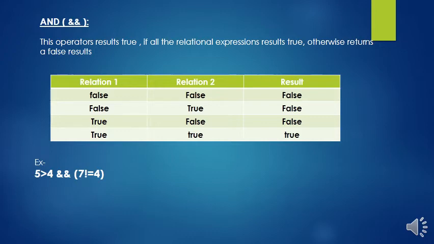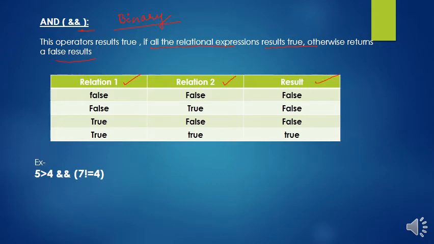So the first logical operator is the AND operator, represented by the double ampersand sign. First thing about the AND operator, it is a binary logical operator, meaning an operator that takes two operands. So this operator results true if all the relational expressions result true. Otherwise it results false. For example, here is a table of relation 1, relation 2 and result.